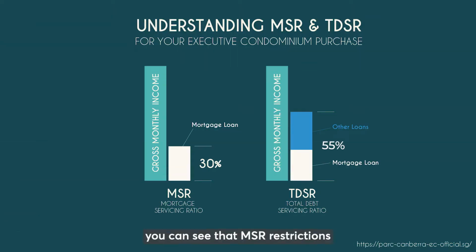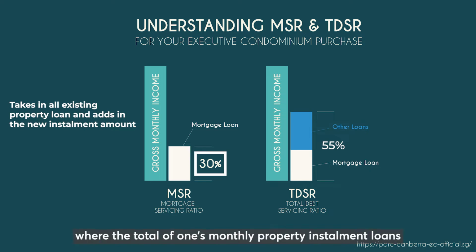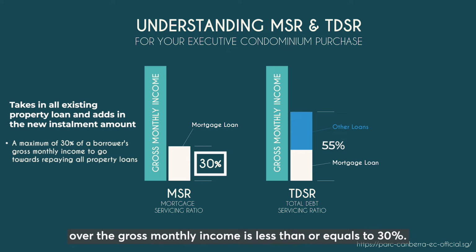Referring to the table, you can see that MSR restrictions are 30% of your gross monthly income. The loan assessment criteria using MSR takes in the borrower's existing property loan and adds in a new installment amount, where the total of one's monthly property installment loans over the gross monthly income is less than or equal to 30%. TDSR refers to the amount of debt you have as a percentage of your gross monthly income.